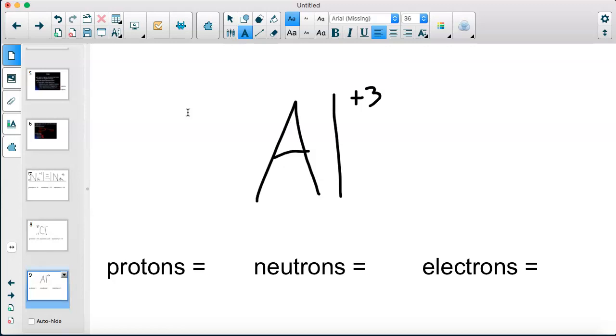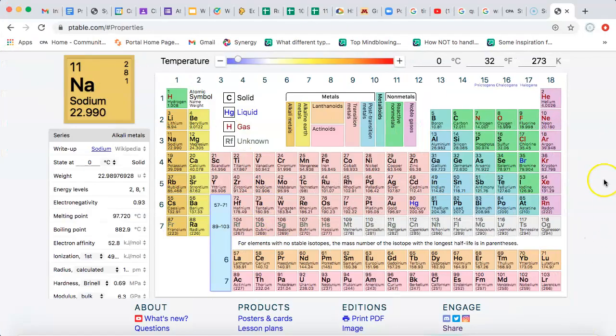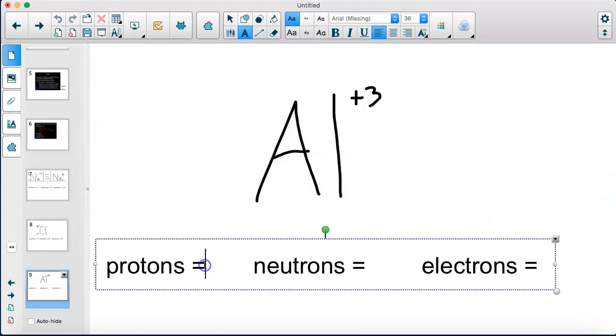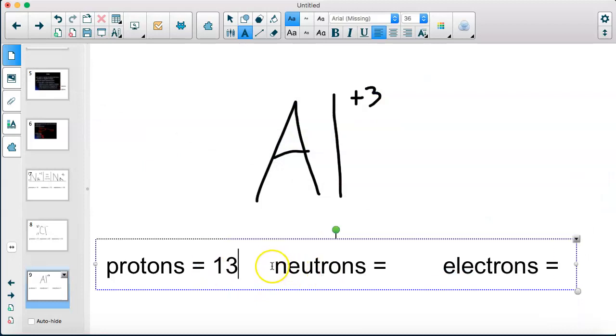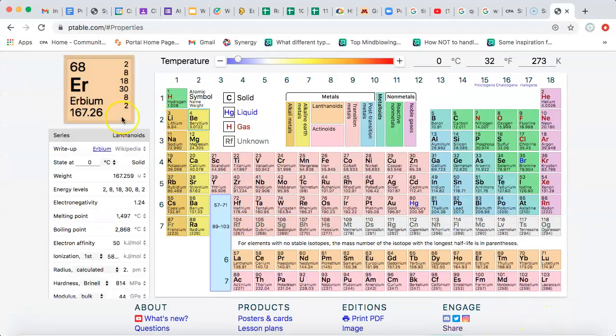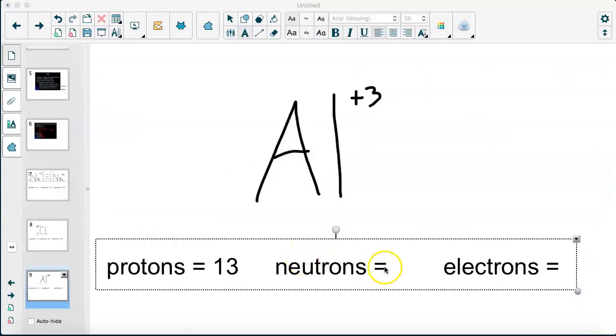Okay, so you really can't do this problem without the periodic table, so let's go ahead and find aluminum in our periodic table. Here it is. Aluminum has an atomic number of 13. That means it's got 13 protons. Okay, and its average atomic mass is 26.982, which is almost 27. So 27 is our mass number. 27 minus 13 is 14.